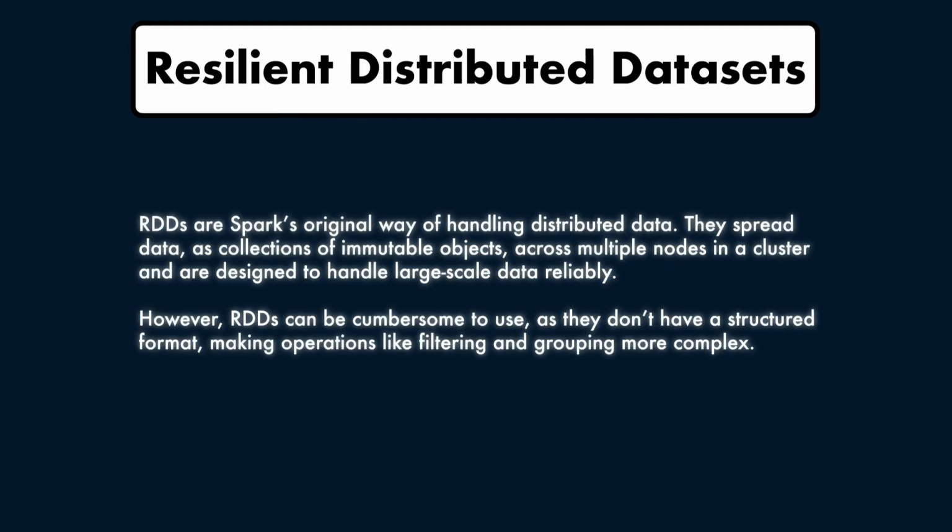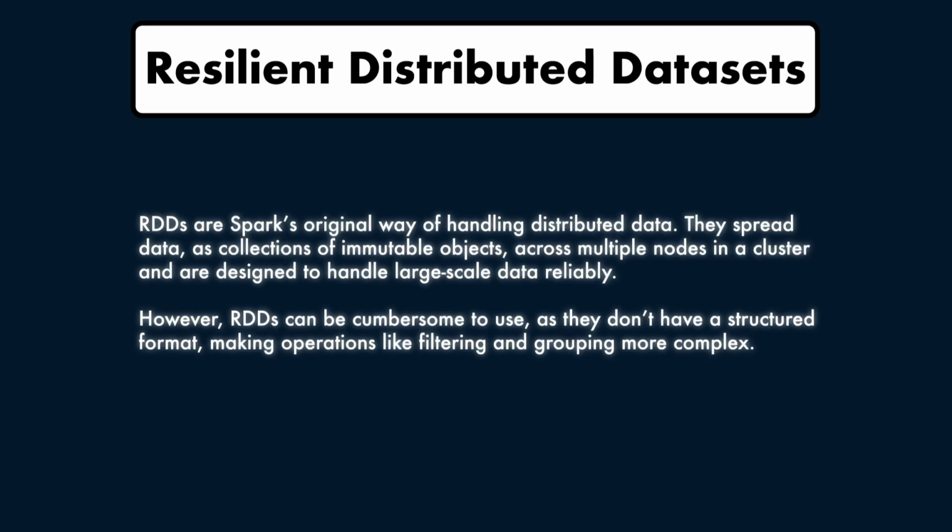I've already mentioned them, but there are two main data structures in Spark: Resilient Distributed Datasets, or RDDs as they're abbreviated, and data frames. RDDs are Spark's original way of handling distributed data. They spread data as collections of immutable objects across multiple nodes in a cluster, and are designed to handle large-scale data reliably, even if some nodes fail.